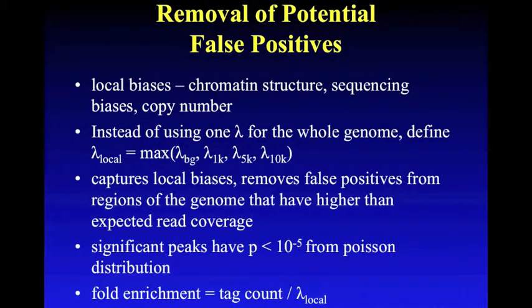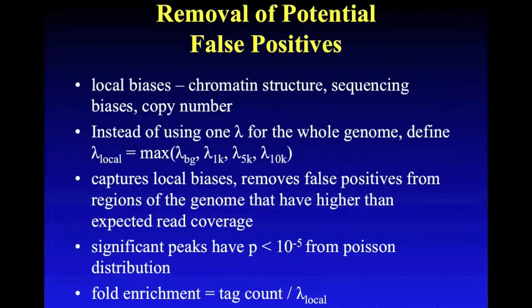However, this method can give false positives. This is because in the background sample there are local coverage biases due to chromatin structure, sequencing biases, or copy number variation. So instead of using one lambda across the entire genome, each of the putative peaks is reanalyzed against the Poisson distribution with a local lambda.